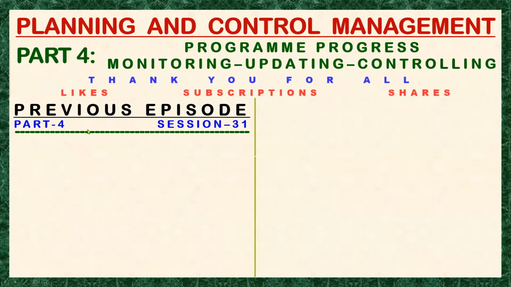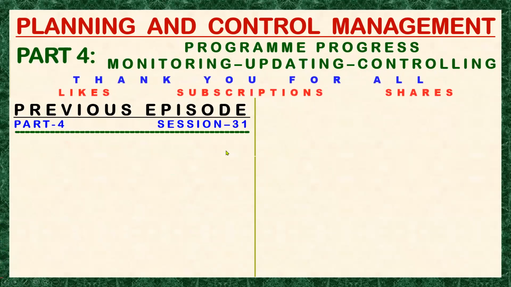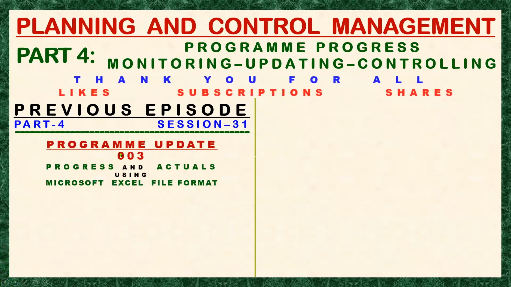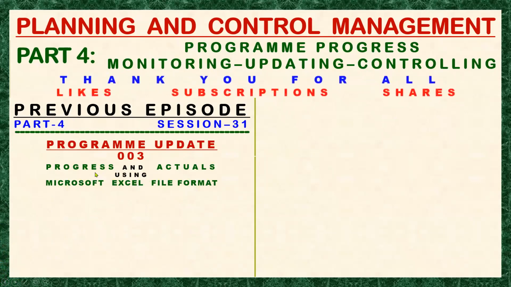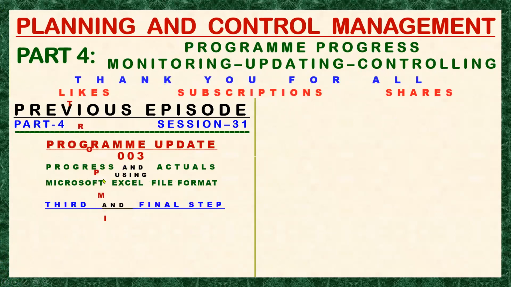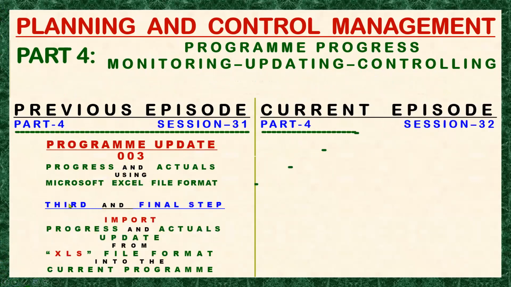Our previous episode was part 4, session 31. And that was about program update 003, more on updates. And that was on the third and the final step in importing progress and actuals update from Microsoft Excel file format into the current program in Primavera P6.